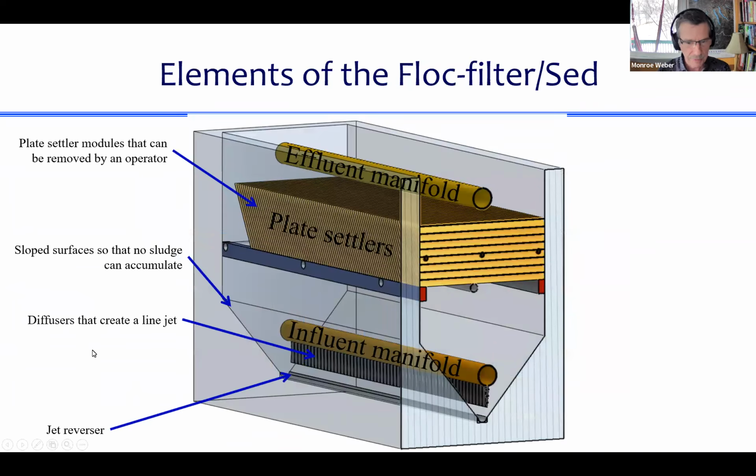Here's another view of it, showing more about what the diffusers look like in the bottom of the sedimentation tank, and showing this idea of a jet reverser where there's a PVC pipe 3 inches in diameter that's cut in half, and that's embedded in the concrete in the bottom of the tank. And the diffusers are literally blowing water into one side of that half pipe, and then the water is going around in a circle and coming out the other side. And the plate settlers in the effluent manifold.